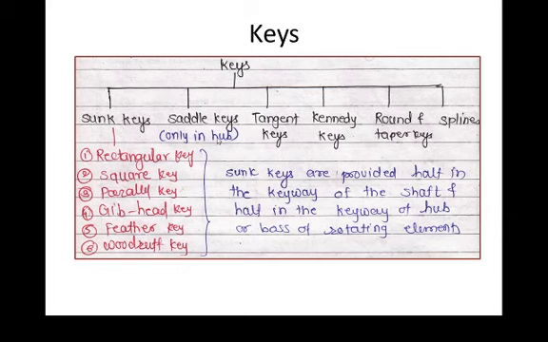Then the next type of key is the saddle key. This saddle key will be available only in the hub. Then the next ones are the tangent key, Kennedy key, round and taper key, and the splines. These are the special types of keys.